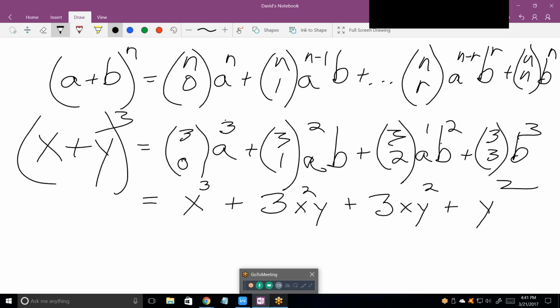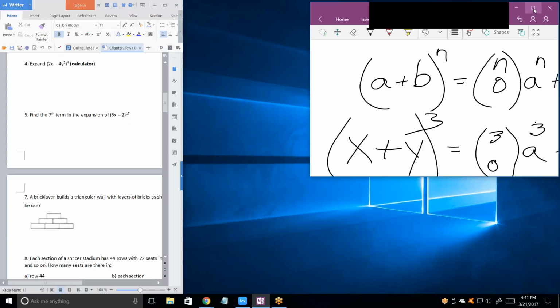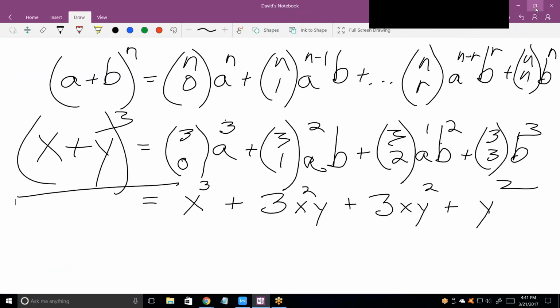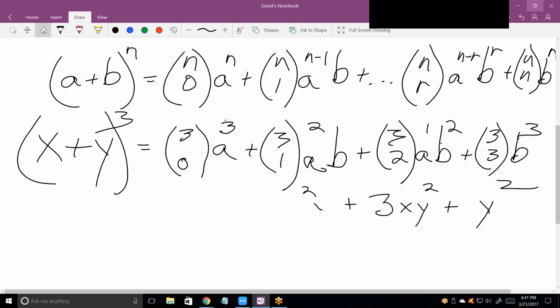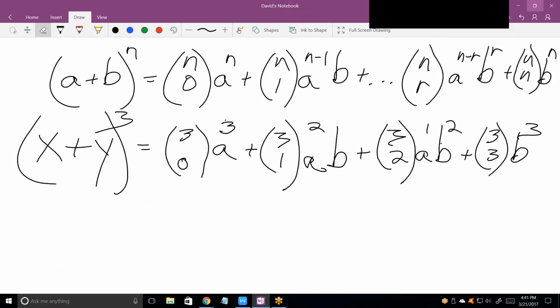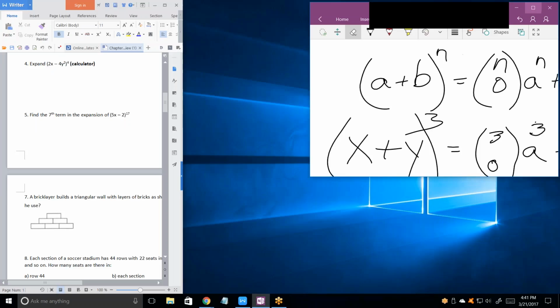Okay. Now, the problems they're giving you are far more complicated than this, but the nature of them is that we need to figure out the coefficients. That's all they're asking. So let's go back and look at their first problem. Expand 2x minus 4y squared to the 4th power. So let's do it in a similar way that we did the last one.